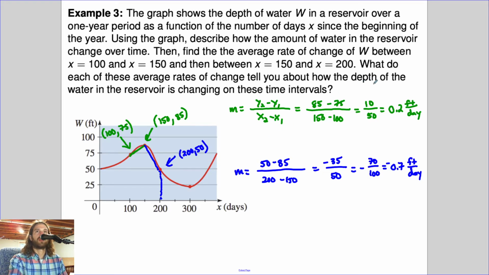So we could say, what's 0.2 plus 0.7? Add those together, you get negative 0.5. And then you would divide by 2, which is negative 0.25, which I would be willing to bet is the slope between these 2 points. Okay. Cool.